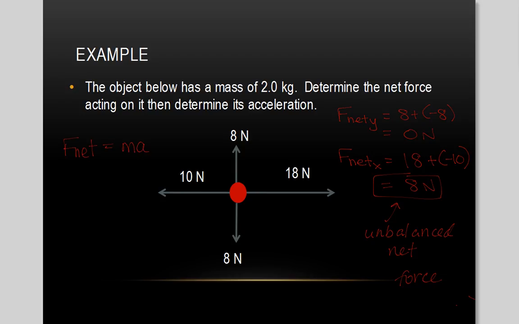And then you can finish this off. F net equals ma. 8 equals 2a. 8 divided by 2 is 4. Writing it properly. And in which direction? I guess I should have written east or right, whatever. There's only one more to go. I'll leave this slide up here for a few more seconds.